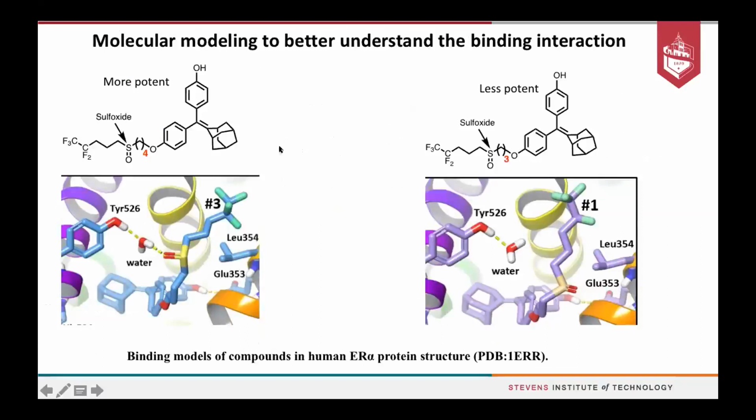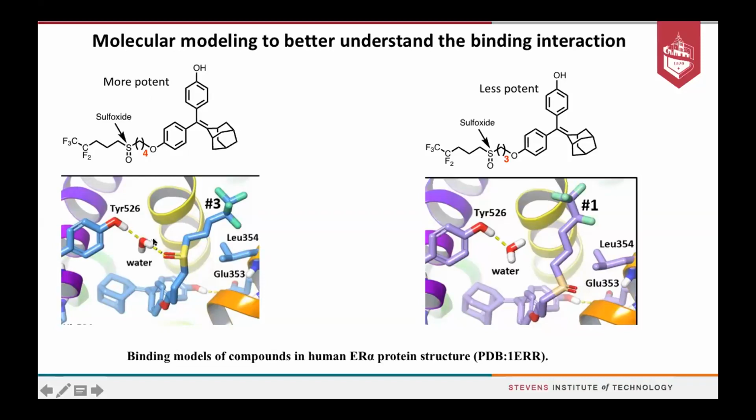For gaining a better understanding as to how these molecules bind or how these molecules work on ER, we do molecular modeling. Shown here are the two models of the two compounds I showed in my earlier slide. This molecule, as I showed, was more potent. This compound has a C4 linker, and the other compound has only a C3 linker, which means there are only 3 carbon atoms from this oxygen to the sulfur.